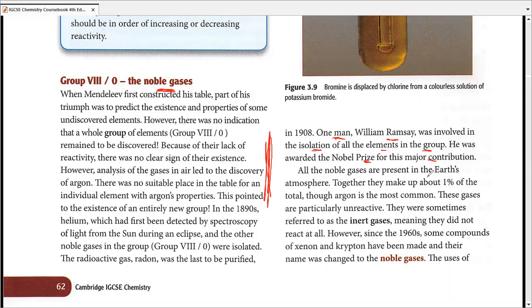Noble gases are present in Earth's atmosphere. Together, they make up 1% of the total. Argon is the most common noble gas. These gases are pretty unreactive.